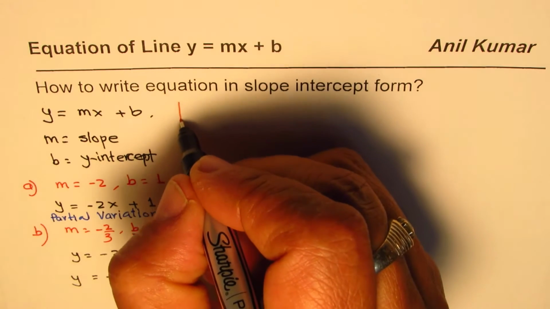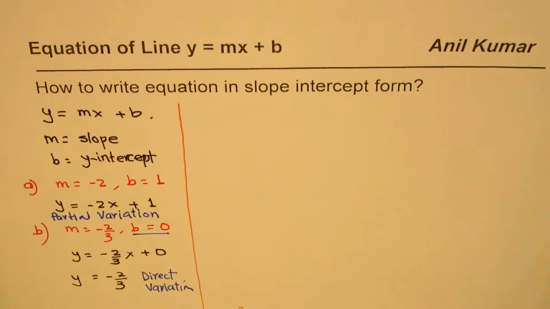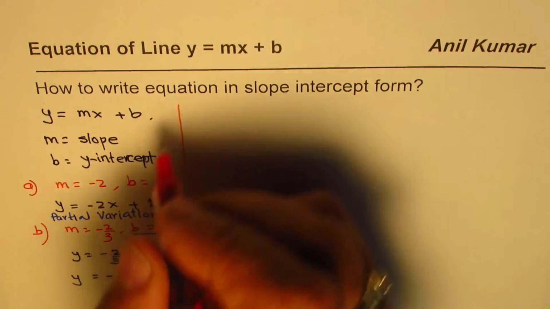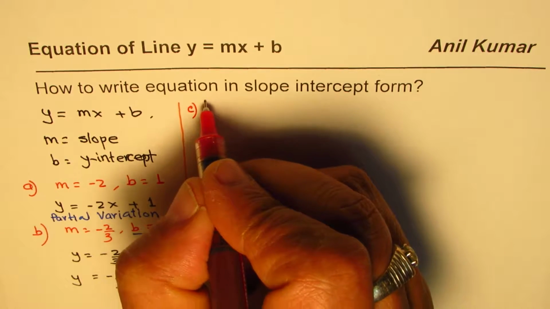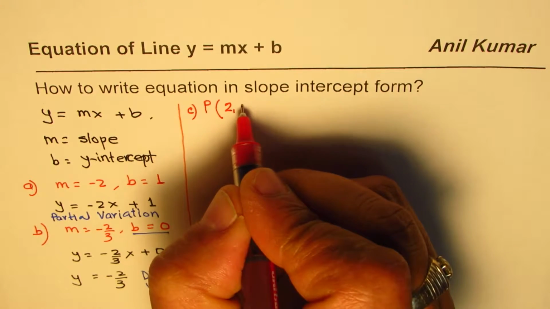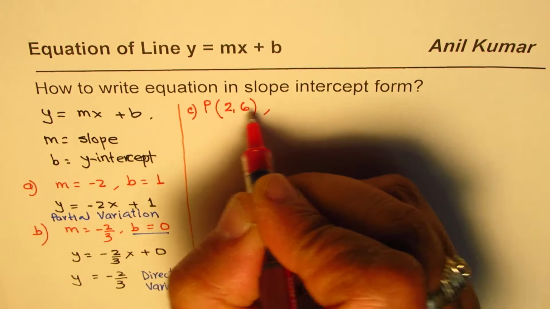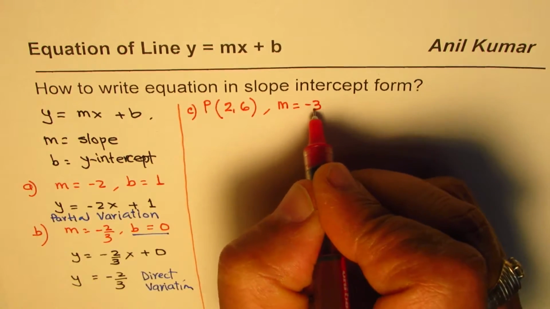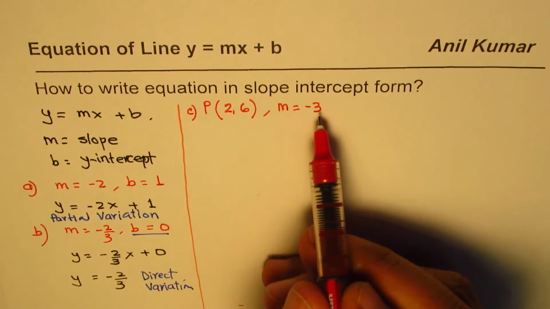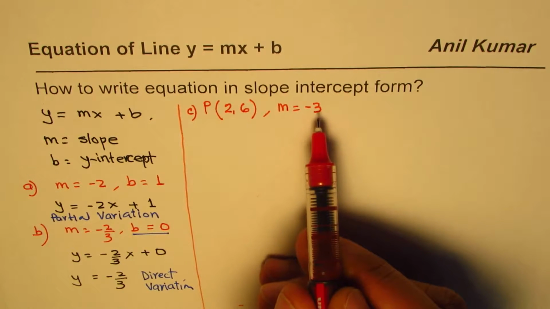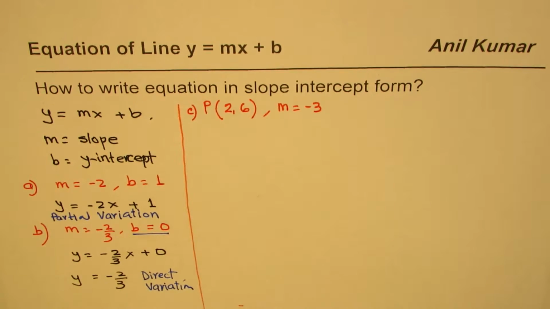Now let's move forward and take up other cases where we are given a point and a slope, not the y-intercept directly. Let's say point P is given to us, the point is (2, 6), and the slope m is, let's take a very simple case, minus 3. That means the line with a slope of minus 3 passes through the point (2, 6). What is the equation of the line? That's the question for us.